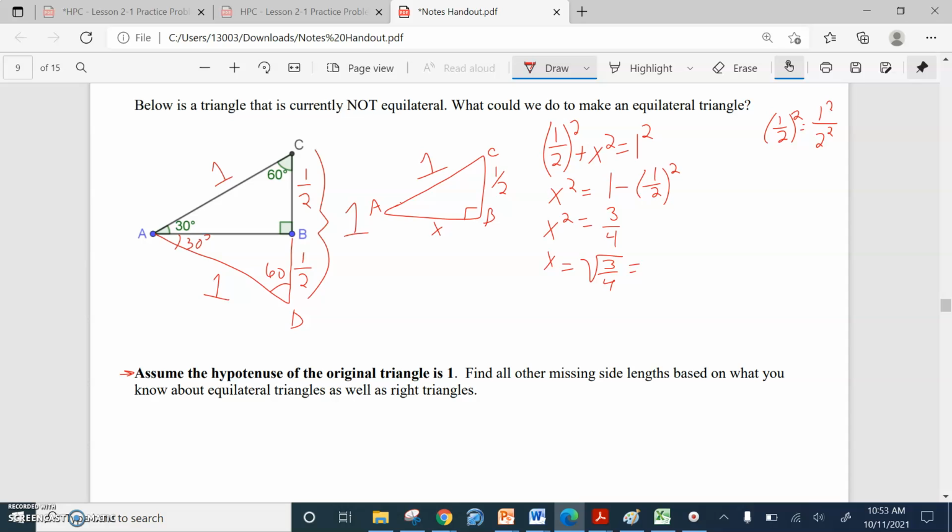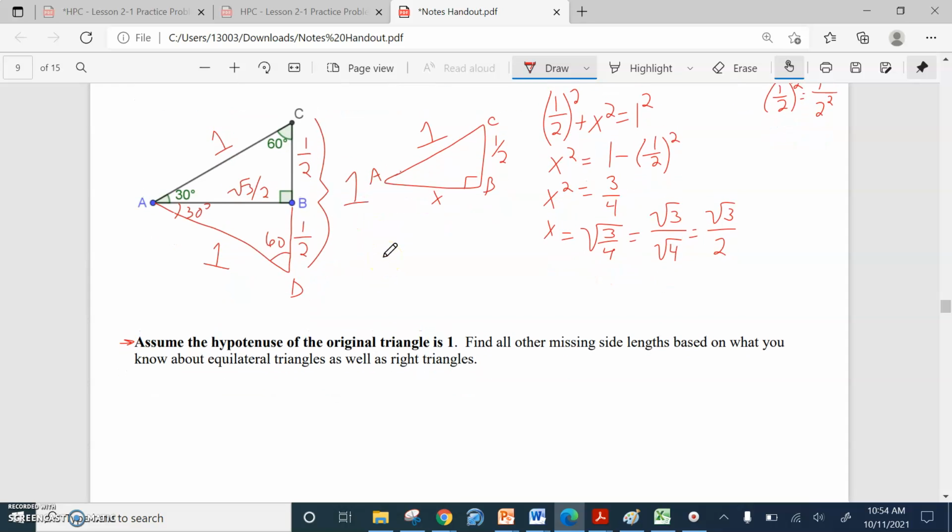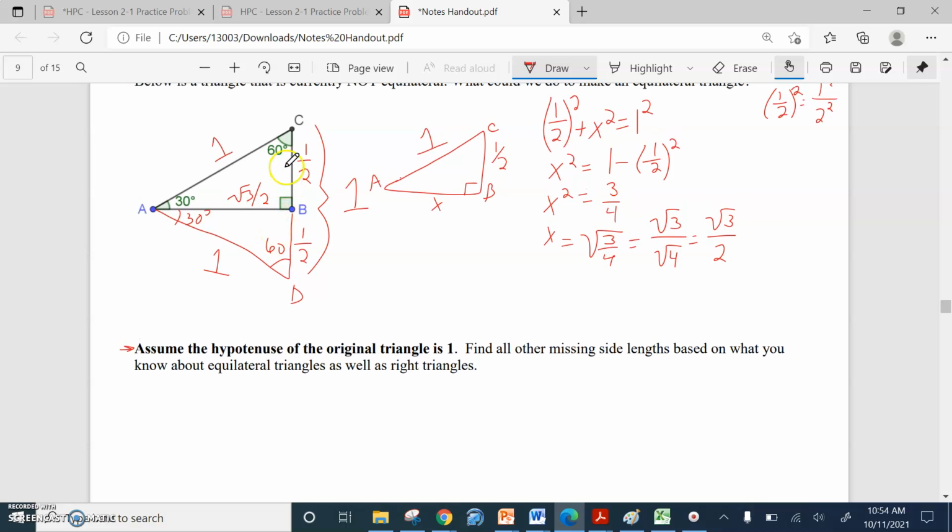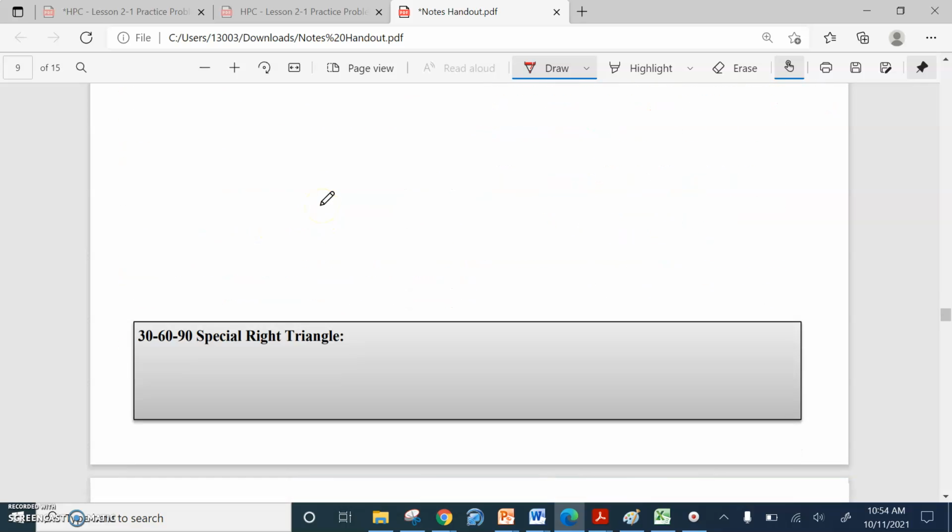Now the same thing happens here. Square root of a fraction can be rewritten where the square root symbol is applied independently to the top and the bottom. And square root of 3 remains square root of 3, but we know the square root of 4 is 2. So the side length AB is square root 3/2. So all very useful information. We have all three angles, 30, 60, 90, and we have all three side lengths, 1, 1/2, and square root 3/2.